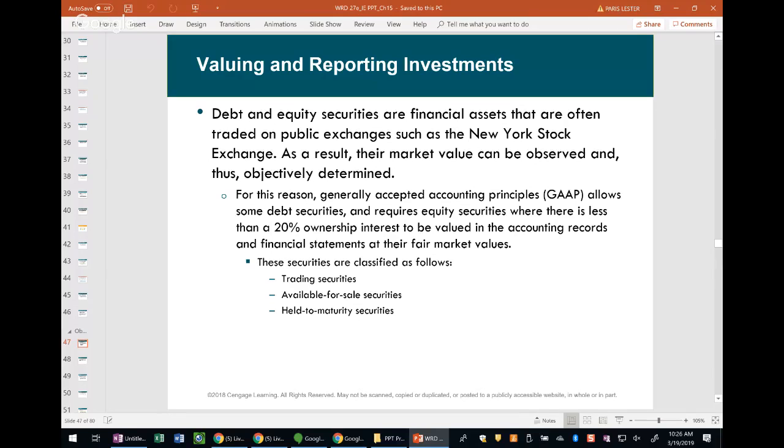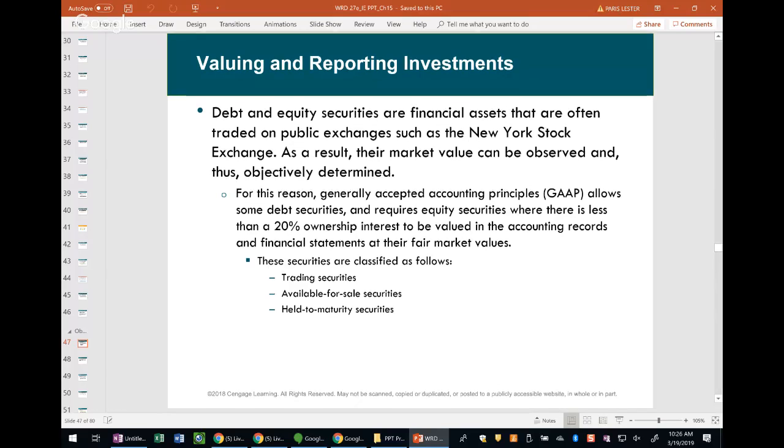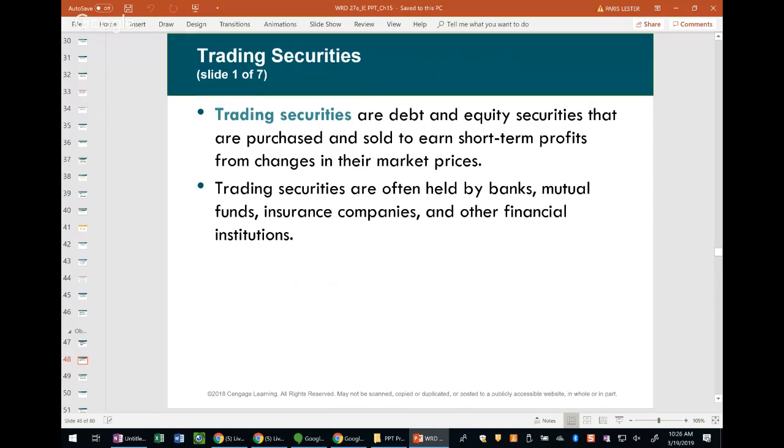These securities are called trade securities, or available for sale, or held to maturity. If I buy bonds, I'm probably going to hold them to maturity. If I give somebody a long-term note. Well, now, stock and bonds, stock, probably we've got it available for sale or trade.